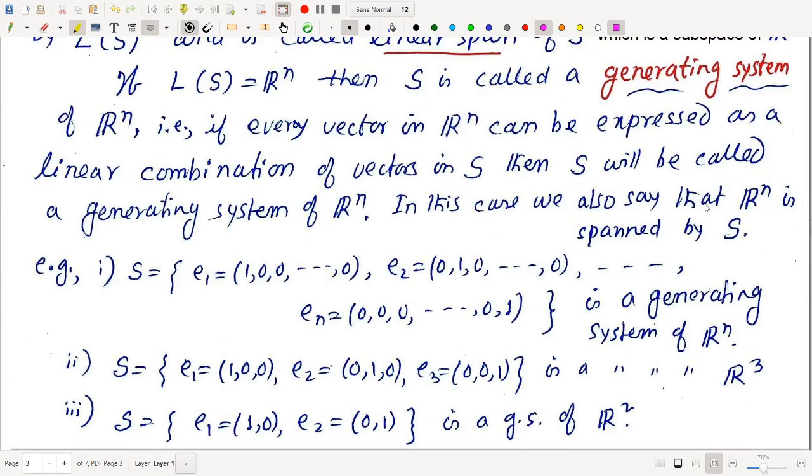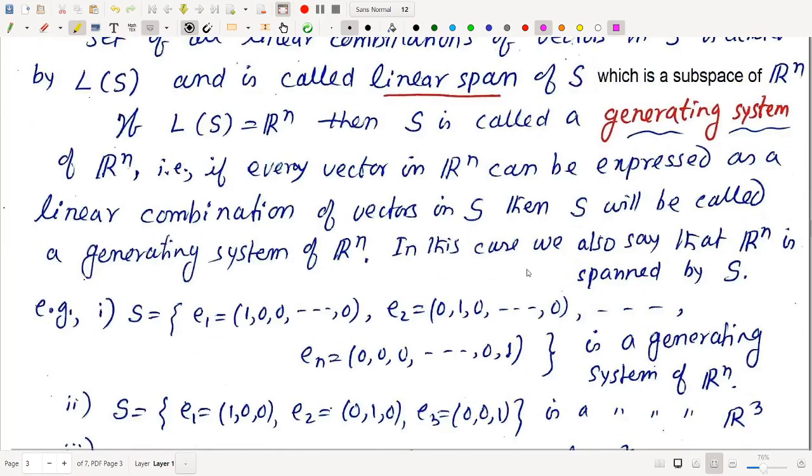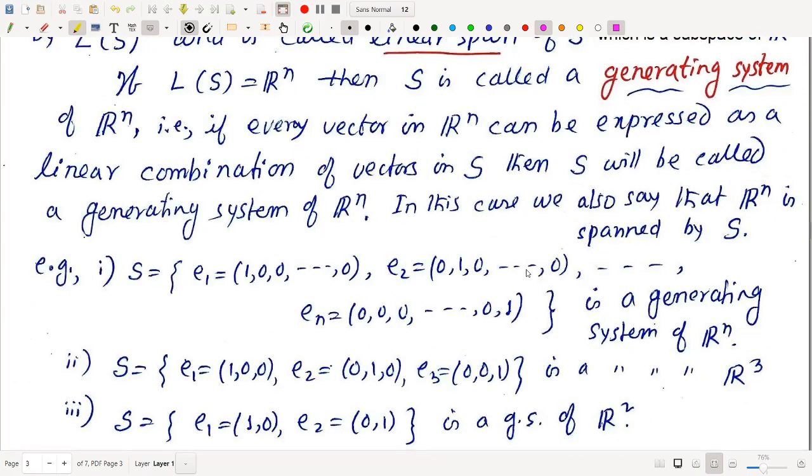And in this case also we say that R to the power n is spanned by S, generated by or spanned by S. For example, in vector algebra, what we have seen, every vector can be written in terms of i cap, j cap, k cap. If a vector a is a vector, then we can express it as a1 i cap plus a2 j cap plus a3 k cap. Is it not? So that's why i cap, j cap, k cap form a generating system of vector algebra.